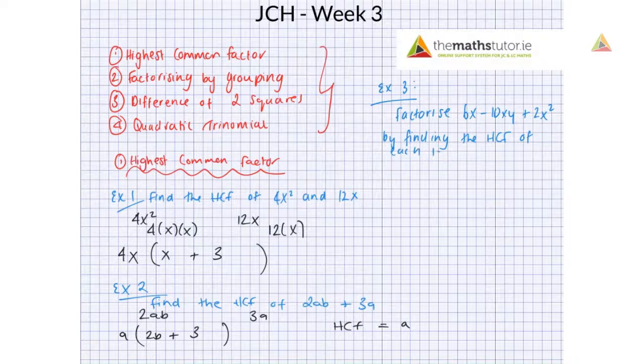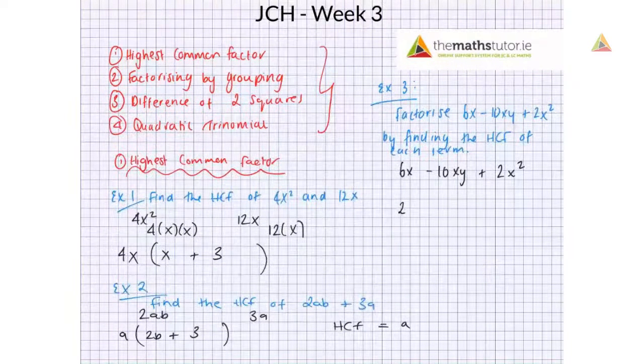So that means that you need to find a factor that's common to all 3 terms here. Okay, so I'm going to write those 3 terms out. So we have 6x, we have minus 10xy, and we have a 2x squared. So let's look at the number first. Is there any number that goes into 6, 10, and 2? So the answer there is going to be 2, because 2 will go into all of those.